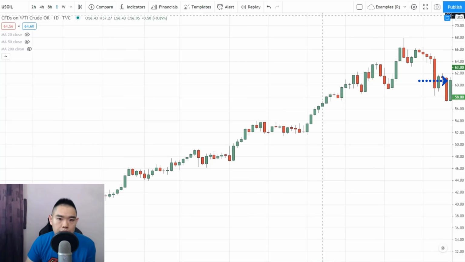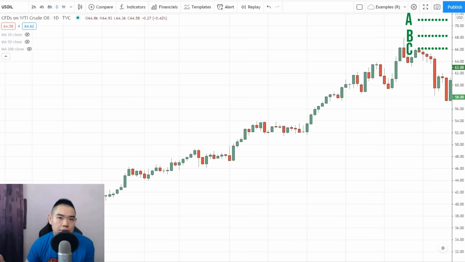I'll give you three options. Option 1 is here. All right, let's call this A, B, or C. Think about this. Where do you want to exit this trade to capture one swing? A, B, or C? And the answer is C.